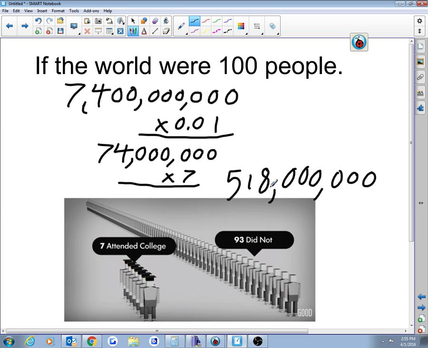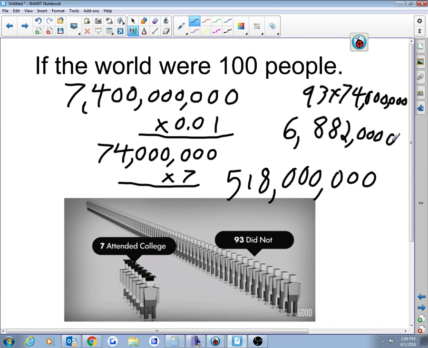How many people do not attend college? Well, 93%. So if we do 93 times 74 million, which would be 1%, 74 with 6 zeros after it, that gives us 6,882,000,000 people who do not go to college. Thousands, millions, billions. That's how many people do not go to college, and that would be these people, and this is how many people do get to attend college. So if you get to attend college, you can consider yourself pretty lucky when you look at it worldwide.